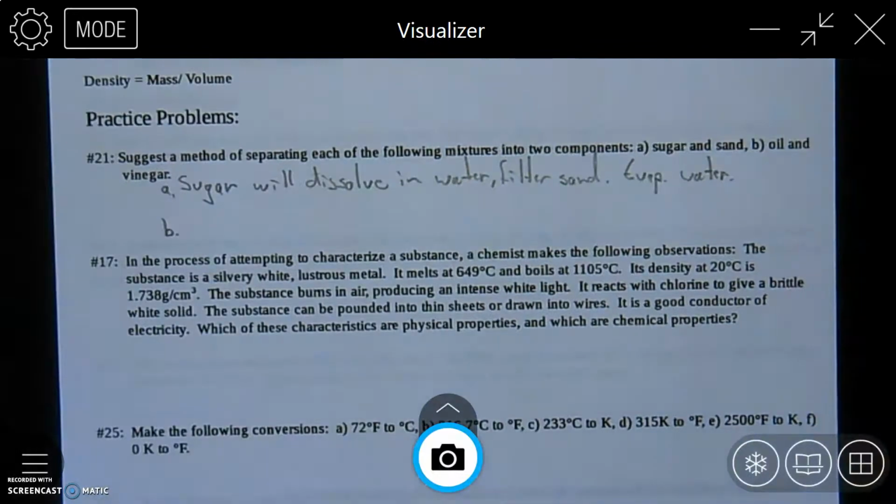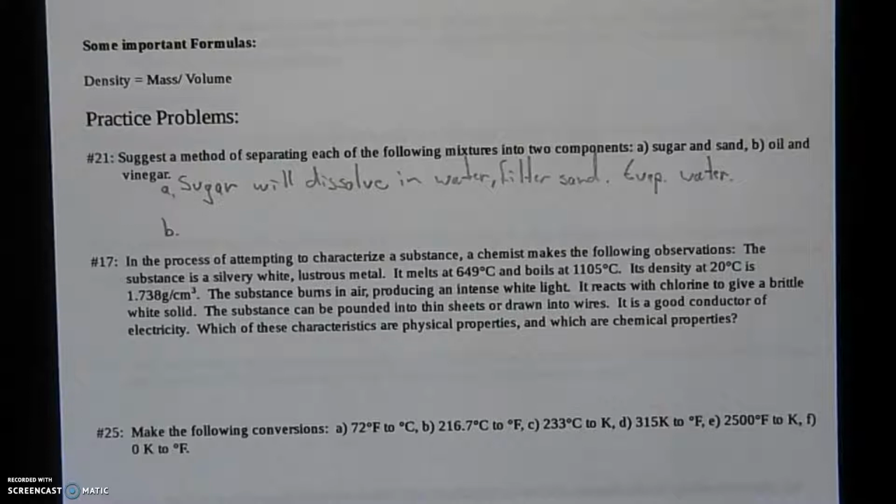For part B, the way you could separate those two out is for oil and vinegar. Oil is something that doesn't mix well with water. Vinegar is a water solution. There's a percentage of acetic acid, which is vinegar, that's in the water. So the easiest way to separate those two components would be just having the container. The oil is going to be lighter, less dense, less heavy, and it's going to float above the vinegar.